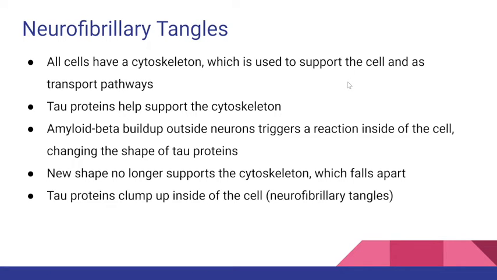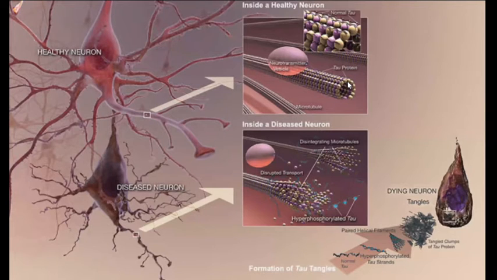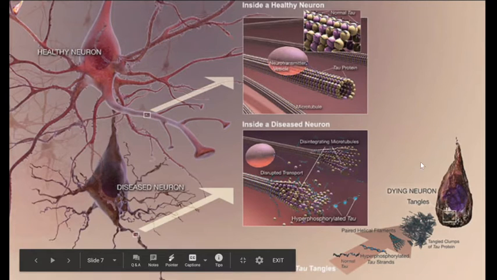So let's look at an example of this. In this image, we can see a healthy, diseased, and dying neuron. The healthy neuron is able to support its large branching shape. The diseased neuron is shrinking, and the dying neuron is not able to support its shape at all.